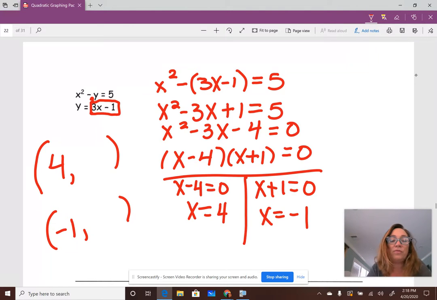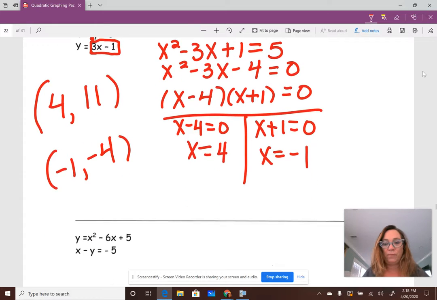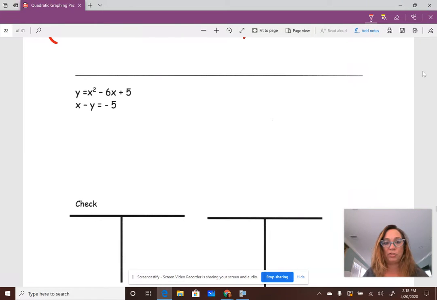Okay, 3 times 4 is 12. 12 minus 1 is 11. Negative 1 times 3 is negative 3. Negative 3 minus 1 is negative 4. Okay. All right, one more. And then I'll show you actually a check, which would be nice.